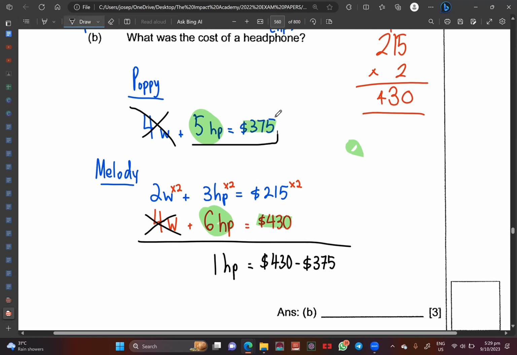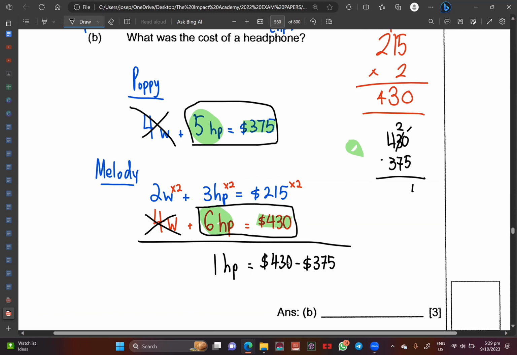So then I look at this as 1, 5 headphones. Can you see these 6 headphones? Correct or not? So 6 minus 5 is 1, correct or not? So 430 minus 375. So we minus, we get 2, 10, 5, cancel, 3, 1. Over here we get 5, 0. So we get to 1 headphone is actually equals to how much? $55. Okay, so therefore your answer for this question has to be $55.